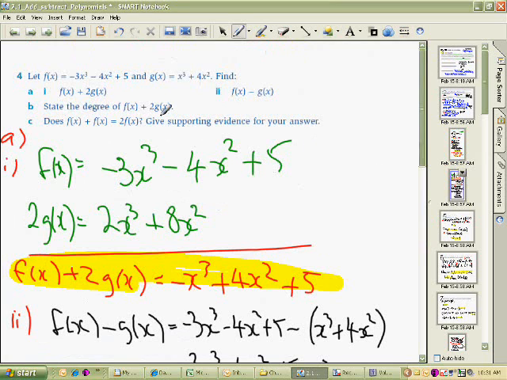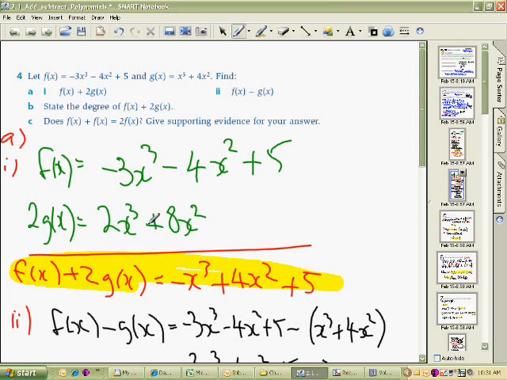Number 4, yes, here it talks about a bit of multiplying of functions. So that's f of x plus g of x. Well, f of x is just that, so we've copied that here. G of x is this, but notice it's 2 times g of x, so we have to multiply those functions by 2. So we've got 2x cubed plus, that was 4x squared, 8x squared.